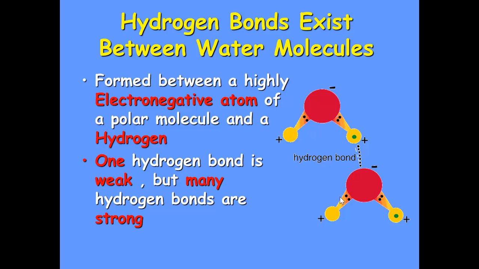One thing you need to know about hydrogen bonds is that a single hydrogen bond is very weak. But if you have multiple hydrogen bonds together, all on the same molecule, then that makes the bond really, really strong. So if you just have one, it's weak. If you have several, then it can be strong.